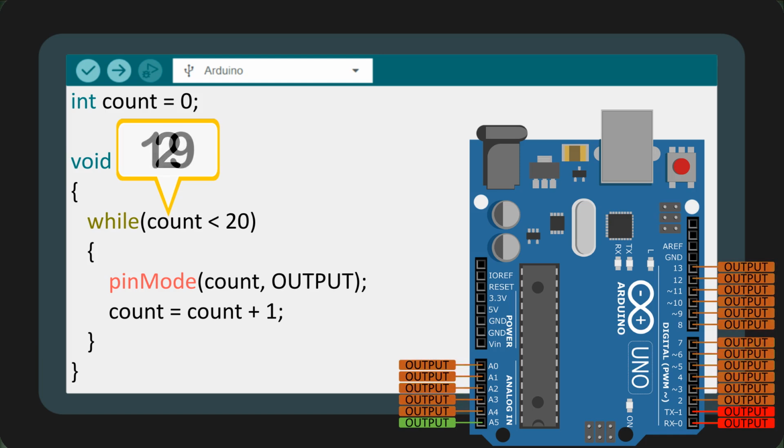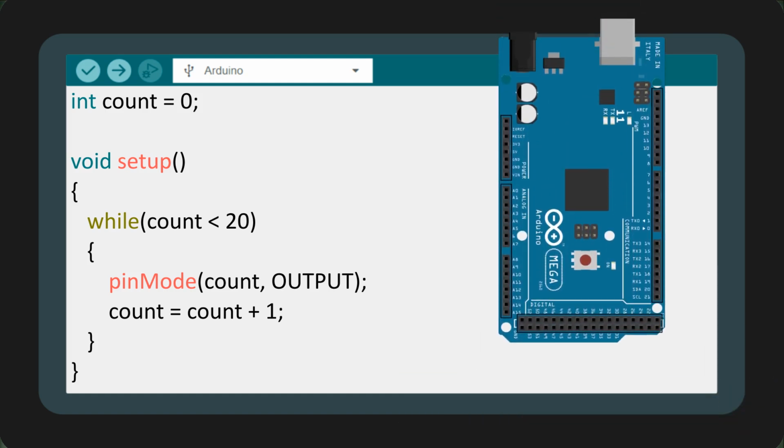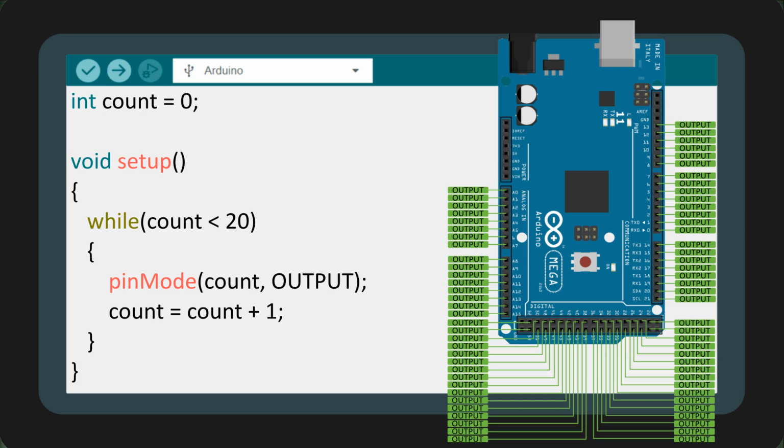After a few iterations of the loop, the count variable will now be holding a value of 19, which corresponds to analog pin 5. Again, since 19 is less than 20, the loop will be executed, setting pin 19 or analog pin A5 as an output pin. After incrementing the count variable, its value is updated to 20. Now, when the loop jumps back to verify the condition, it is evaluated to be false, since 20 is not less than 20, and the Arduino will ignore the code in the loop body and continue to the rest of the program.